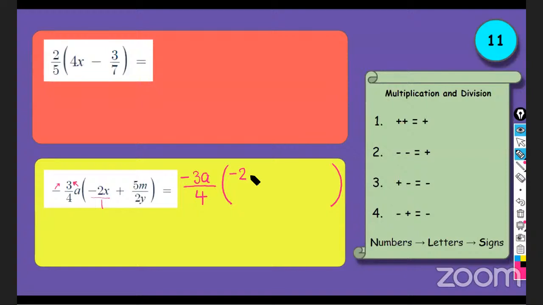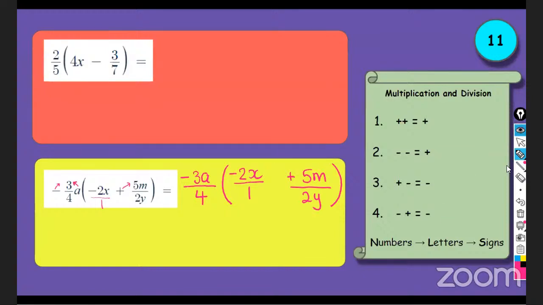This -2x, we said we should put it as divided by 1. This positive sign, put it on top, right? So you get positive 5m, and underneath we have 2y. How many people have something like that? Everything that was smack in the middle, we put it on top. And any whole number we saw, or whole item, we put divided by 1, right? So that's your first step.